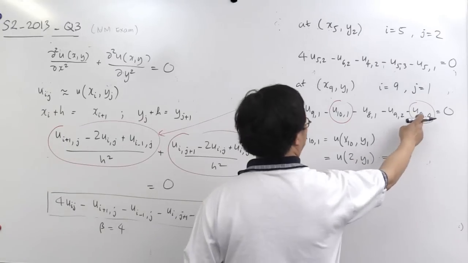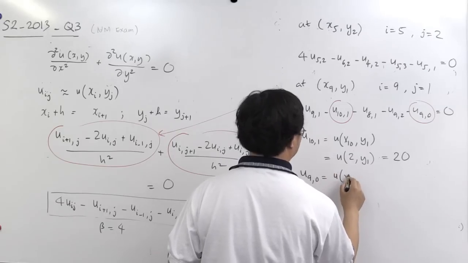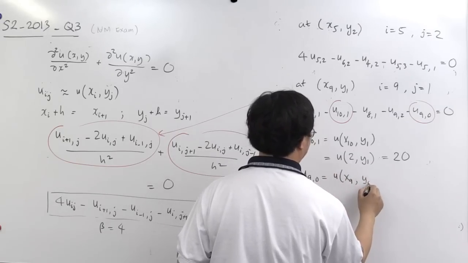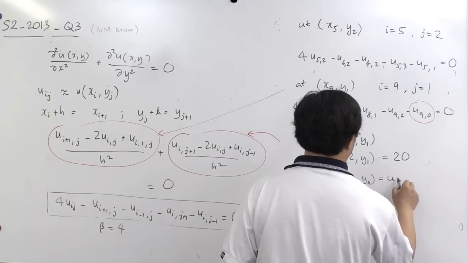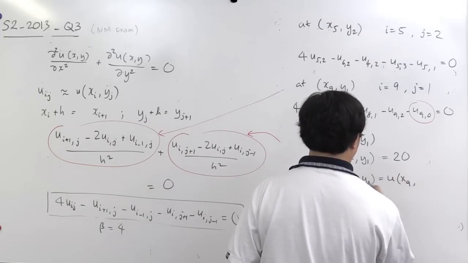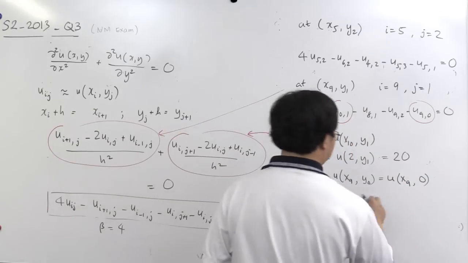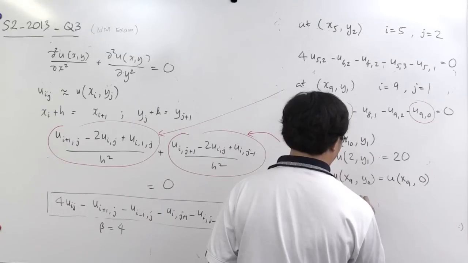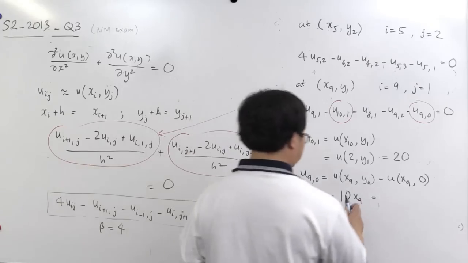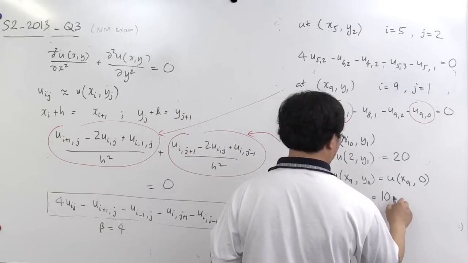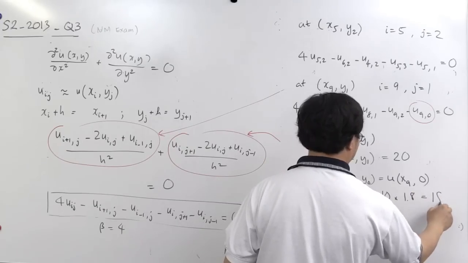And now how about this one? u9,0 is u at x9, y0. And what is y0? y0 is just 0. You look at the boundary condition again, and this one is given by 10 times x9. x9 is 1.8, so multiplying 1.8 by 10, you get 18.